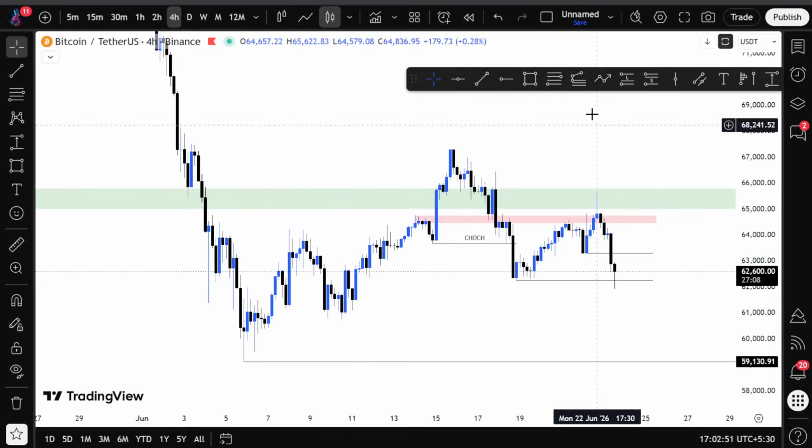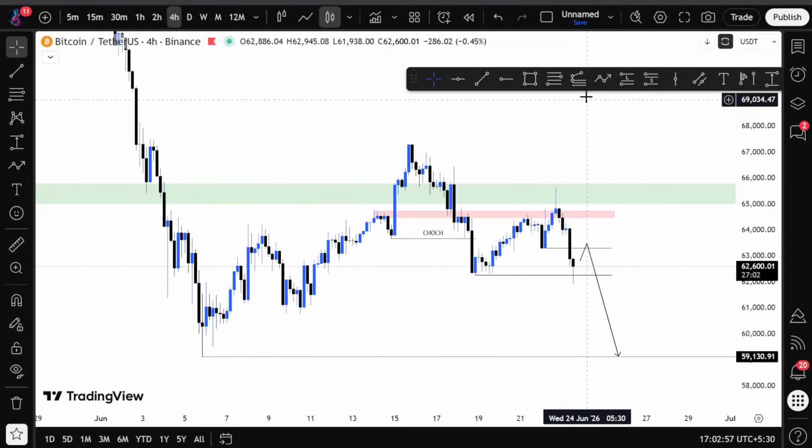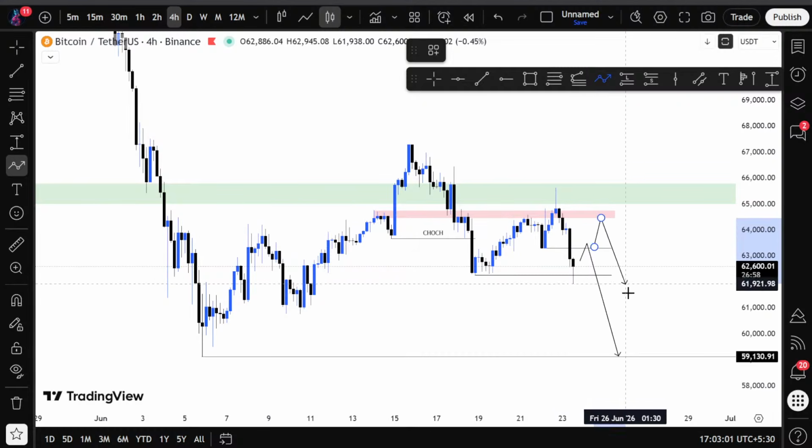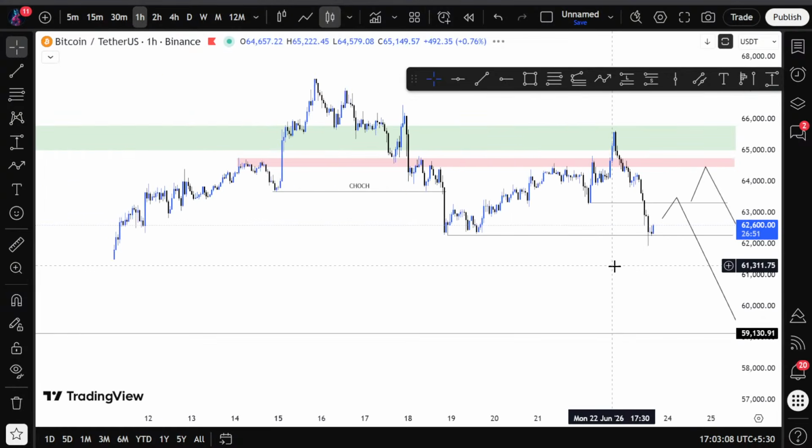This line. Maybe this area. And if price wants to pump much higher, then this red zone again, because this is our 1 hour change of character.